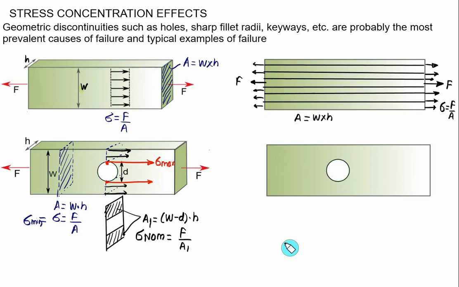Now consider the second situation in which we have a hole and the plate is subjected to an external force equal to F. Now there is an obstruction here. You can imagine this obstruction may be a stone or a boulder in a flow path.